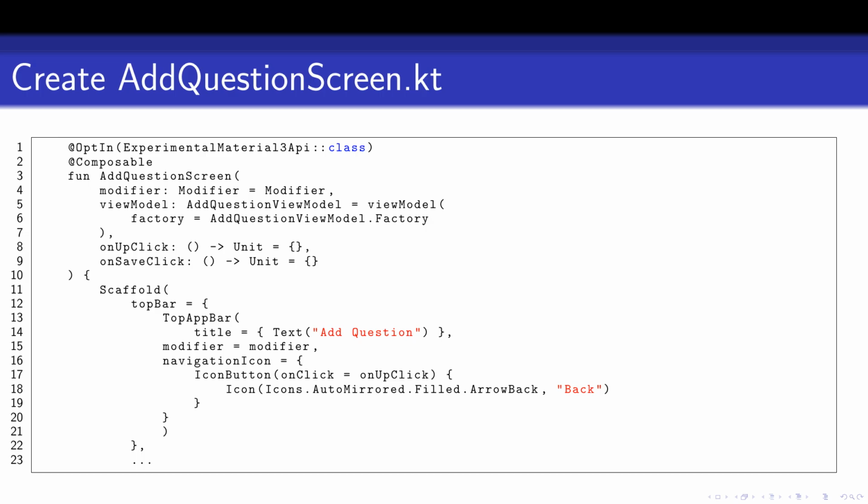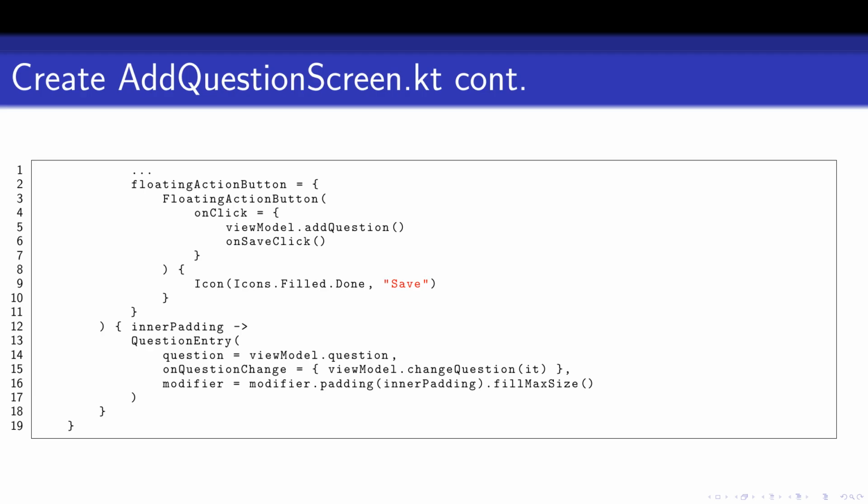In the second part of the scaffold, a floating action button with a checkmark icon is added. When tapped, it triggers the ViewModel's addQuestion method and then calls onSaveClick to return to the previous screen. The form content below the button is rendered using the Question Entry composable, which is passed the current question state and an update callback. This allows the input fields to update the ViewModel in real time.